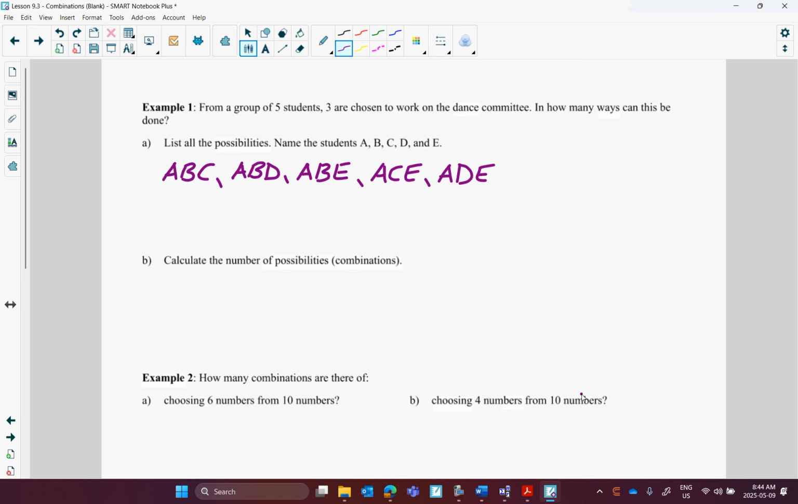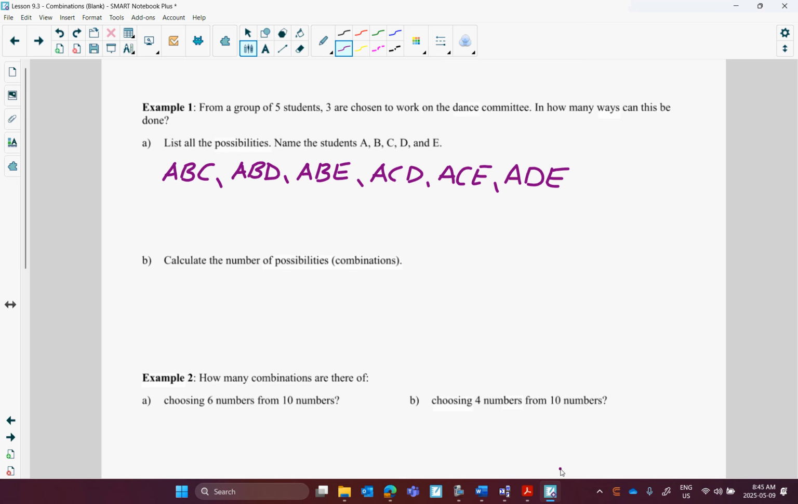Or I feel like I'm missing one. A, C, D, sorry. You can just add it on the end, but I like to write it in order. So I should have done it like this: A, C, D, A, C, E, and A, D, E. So those are all the ones that begin with A. By trying the other ones, I've repeated.